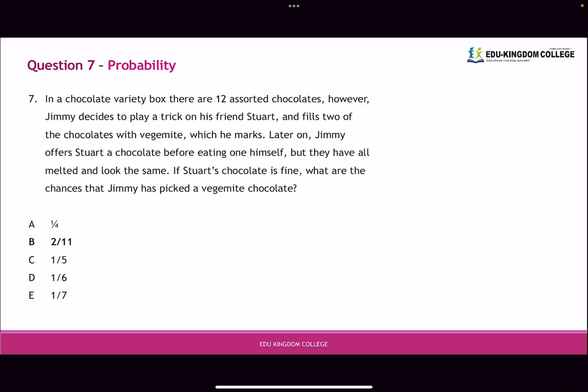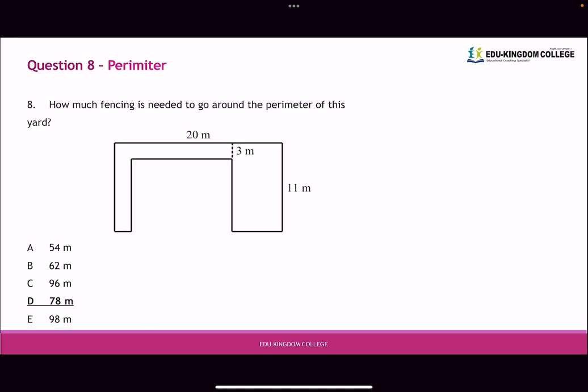Now, in a chocolate variety box, there are 12 assorted chocolates. Jimmy pranks his friend Stuart and replaces 2 with Vegemite. But then they all melt. Stuart's prank goes to waste. So Stuart picks out a chocolate first, and then Jimmy picks one out. So Stuart's chocolate is fine. What's the chance that Jimmy has picked a Vegemite chocolate? How many spaces are left? 11. How many of them are Vegemite? 2. So that's 2 on 11.